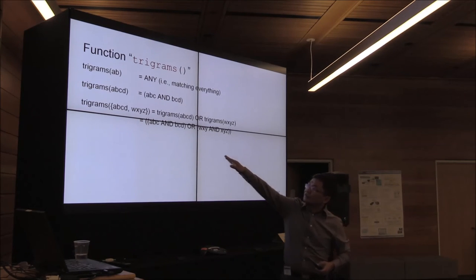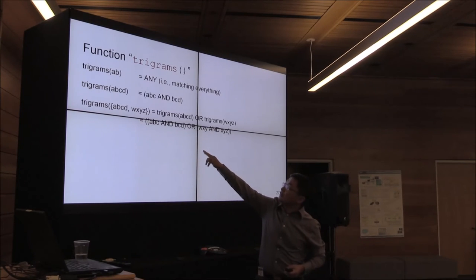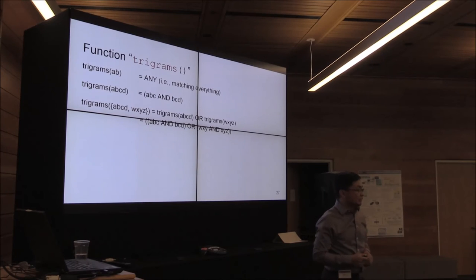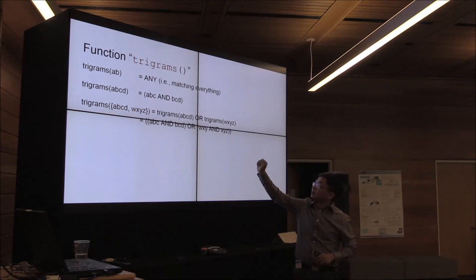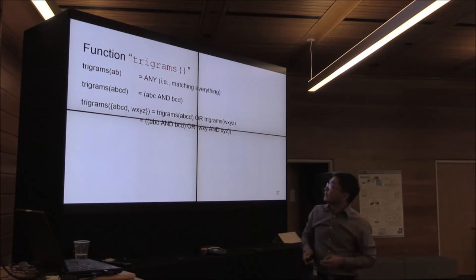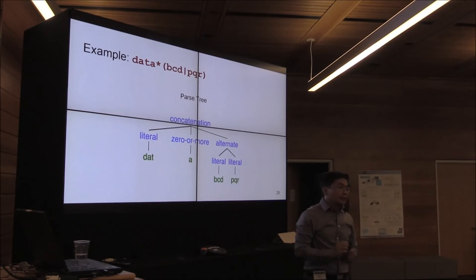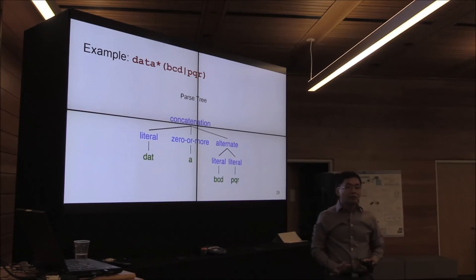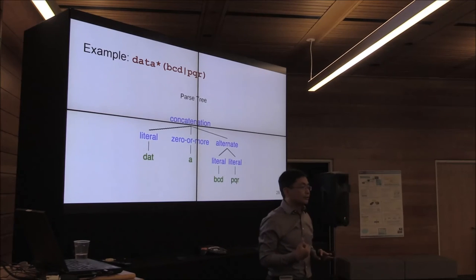Now, if you have a set of grams, ABCD and WXYZ, where a set means a disjunction, then you generate a disjunction of conjunctions. In the next few slides, I'm going to use one example to show the main idea of the algorithm. A lot of details I will not cover, but I think that's good for this purpose.